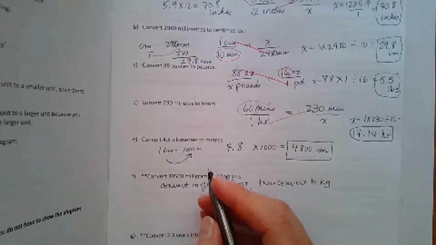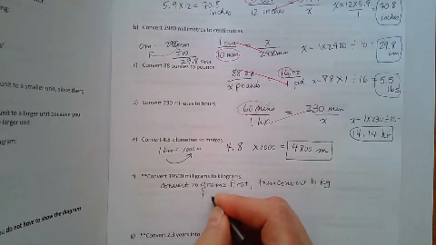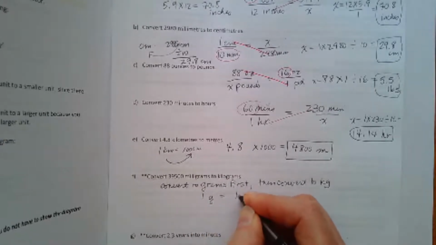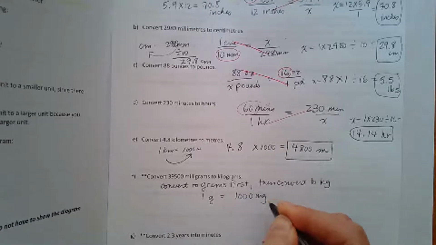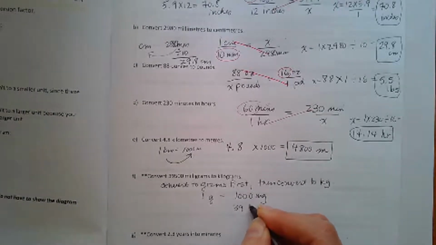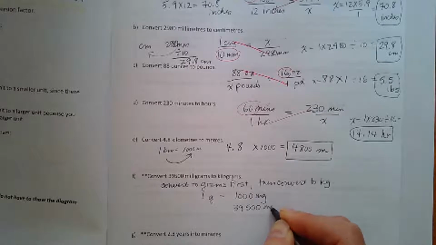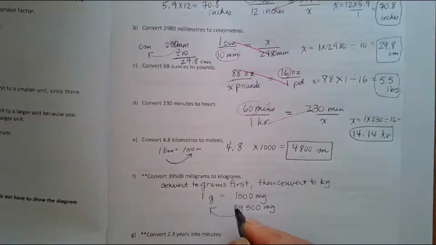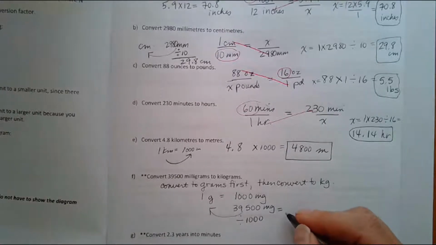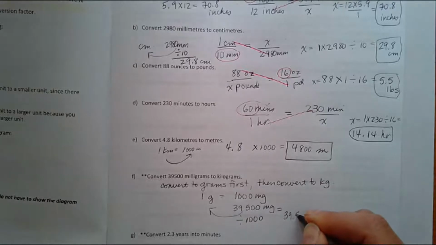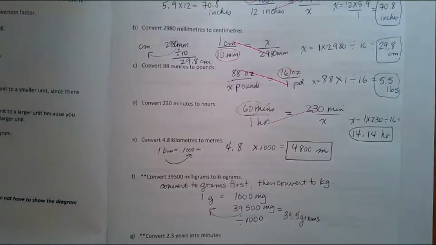So I know that 1 gram equals 1,000 milligrams. Okay, so I have 39,500 milligrams. I'm converting to grams. So I'm moving backwards, so I'm dividing by 1,000. So that gives me 39.5 grams. Okay, we could do it that way.